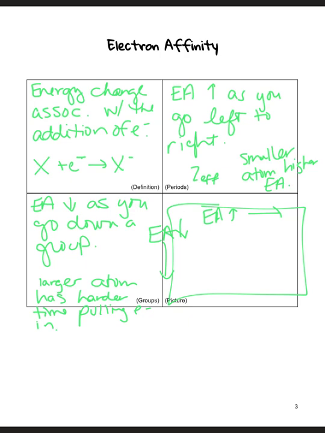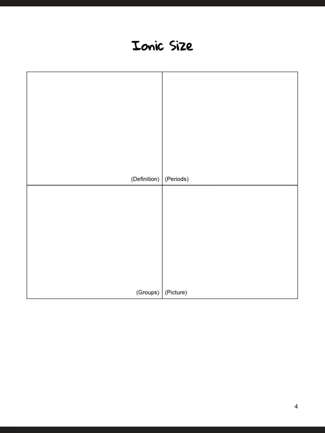The next one I want to look at is ionic size. I'm going to do this in a different color. I'm not sure I like green. Let's go blue. I've covered atomic size. Ionic size is going to be the size of an atom after it becomes an ion. So you have to understand what an ion is. It's the size of an atom after it loses or gains electrons.